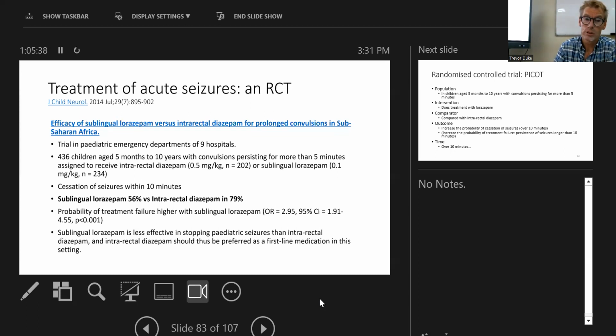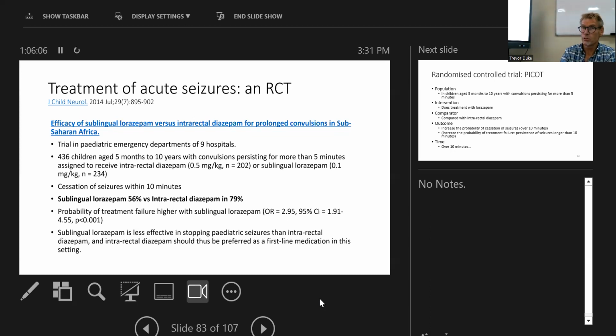And so they randomized patients to one or the other, right? It was a trial in pediatric emergency departments in 9 hospitals. There were 436 children, and again, they were aged 5 months to 10 years with convulsions persisting for more than 5 minutes. So they've clearly defined their population, right? You've got to be a child between 5 months and 10 years. You've got to have convulsions persisting for more than 5 minutes.